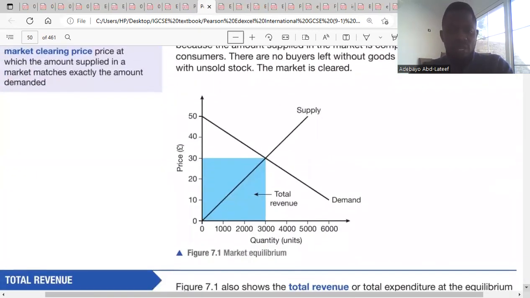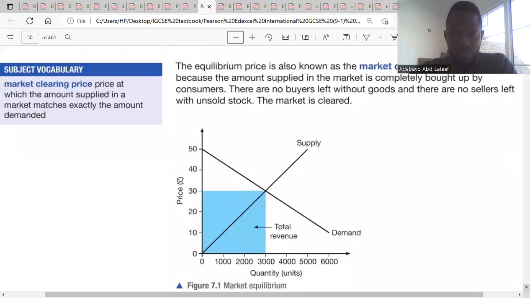So this is the graph there. The graph is there already. So we have the price at 30, the equilibrium quantity is at 3,000. So the equilibrium price is 30 pounds. The equilibrium quantity is 33,000 units. So that is where demand and supply meet. That is called the equilibrium price.